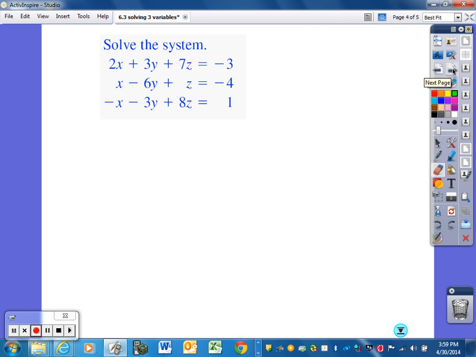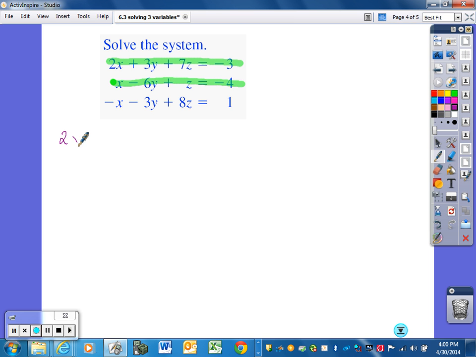Now let's try 2x plus 3y plus 7z equals negative 3. x minus 6y plus z equals negative 4. And negative x minus 3y plus 8z equals 1. Again, I'm just going to pick the first two. And this time I'm going to eliminate y.